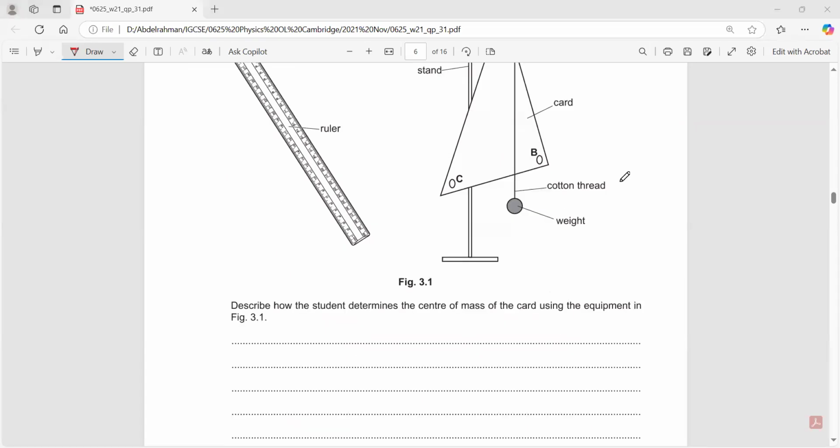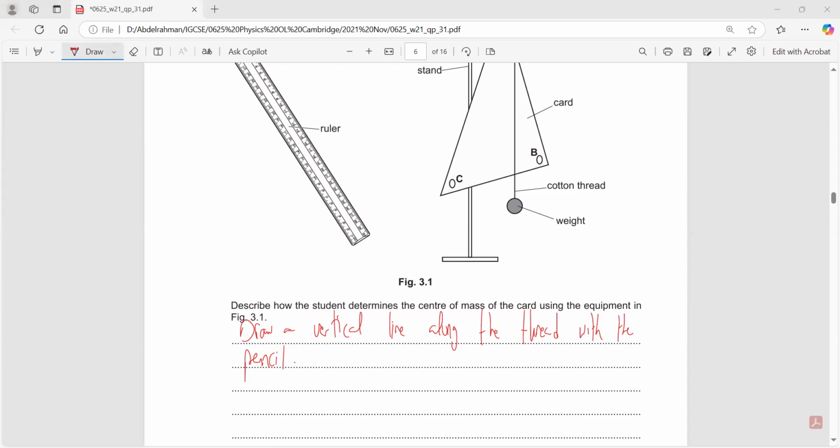So first of all, draw a vertical line along the thread with the pencil. After you draw this line with the pencil, what should you do? You need to repeat the experiment.